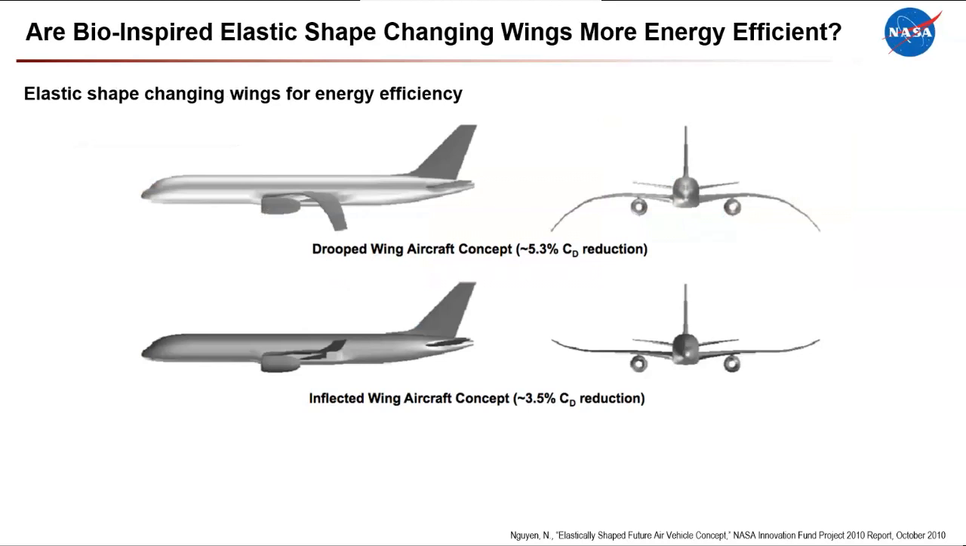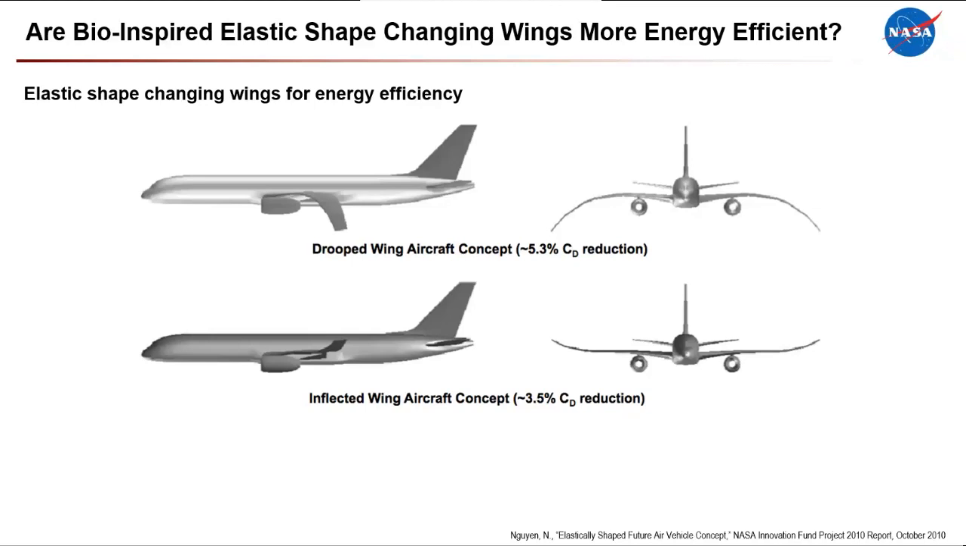We looked at some concepts, and the two concepts that we looked at, one is the so-called droop wing, and the other one is the inflected wing. We ran some aerodynamic analysis, and we found there's quite a bit of drag reduction, surprisingly. It's about 4-5%. I can't see from my slide, it's so small here, but yeah, it's between 4-5%. So we were really intrigued and wanted to explore that further.